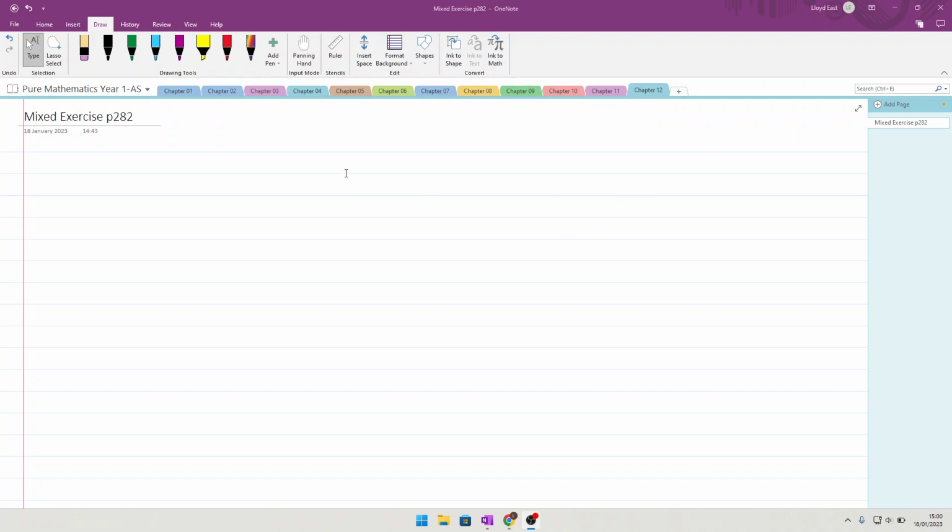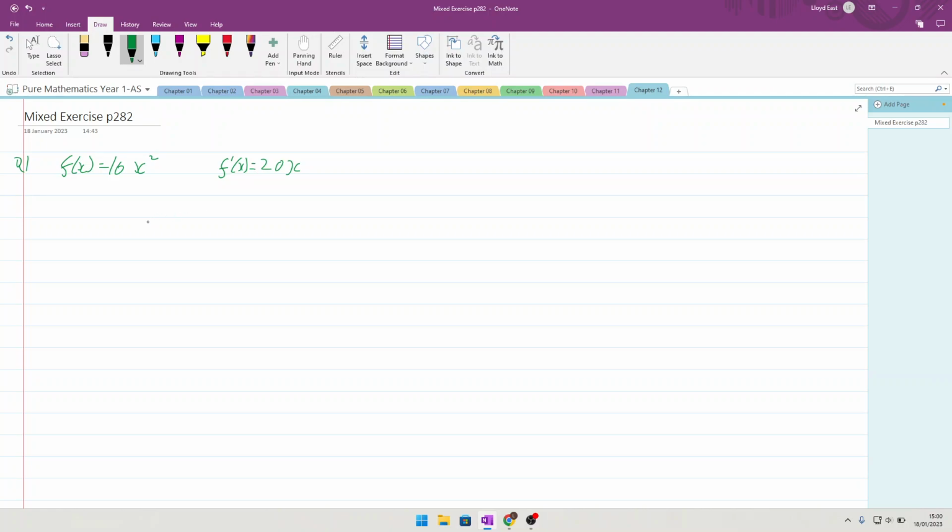Here we are, question number 1 of exercise 12 then. Okay, question 1. Prove from first principles that the derivative of 10x squared is 20x. Okay, so they're saying this is f of x, and this is going to become f dash of x.